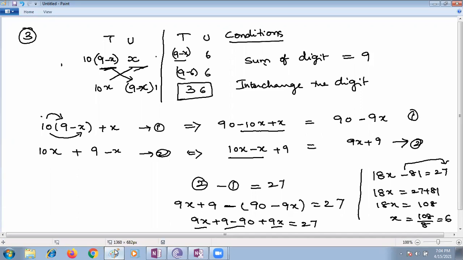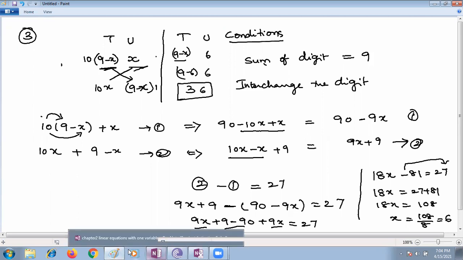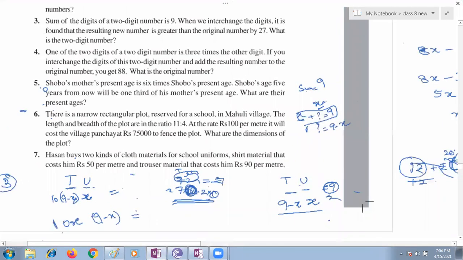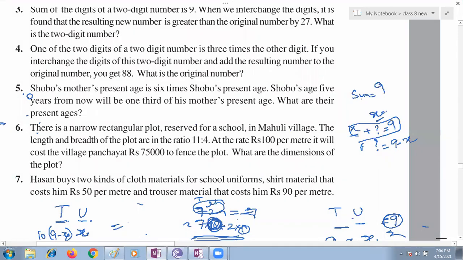Ma'am, I've taken the screenshot. Okay, right. Try to understand, ma'am. Try to understand. And the fourth bit is a really wonderful question. Really, so wonderful a bit it is. See, children, what is the fourth one? Just a minute.